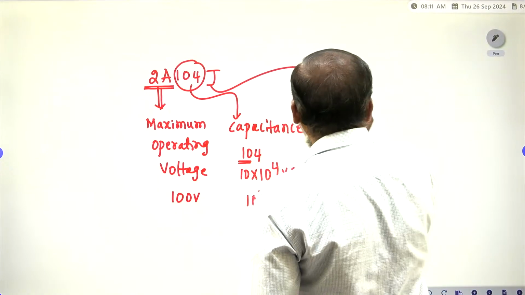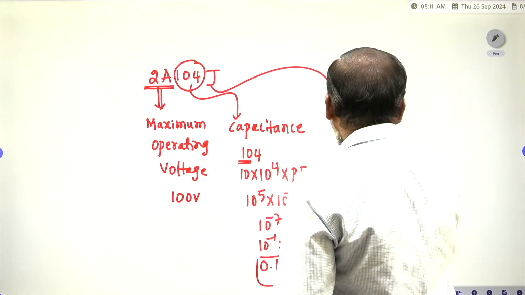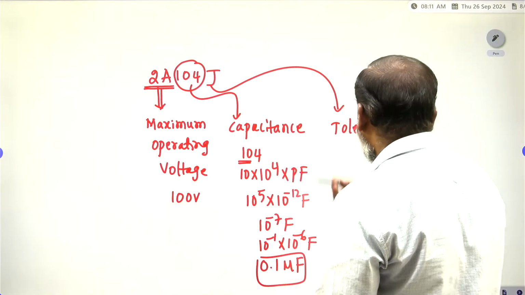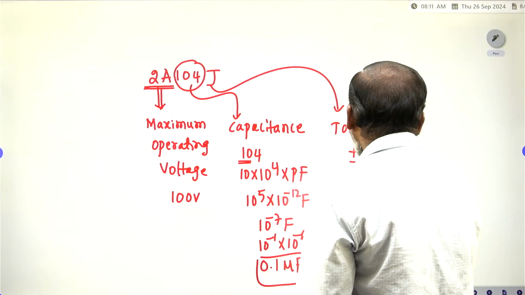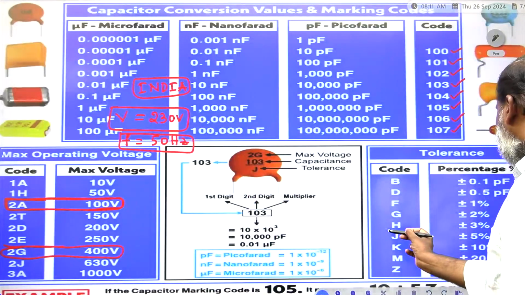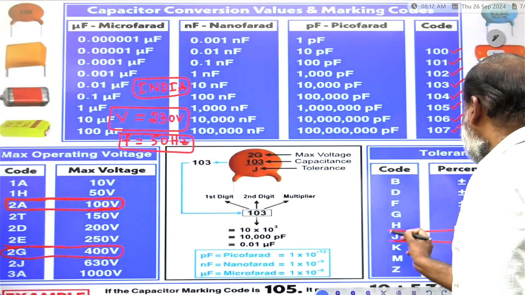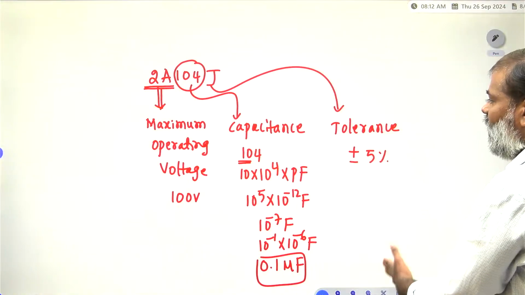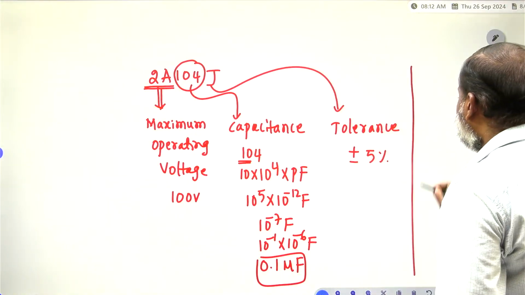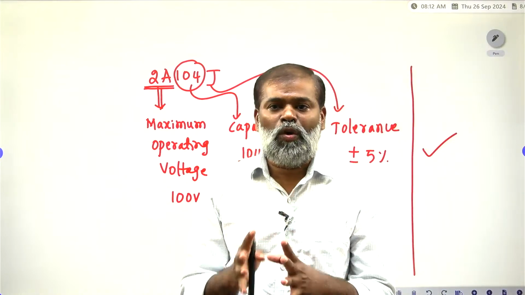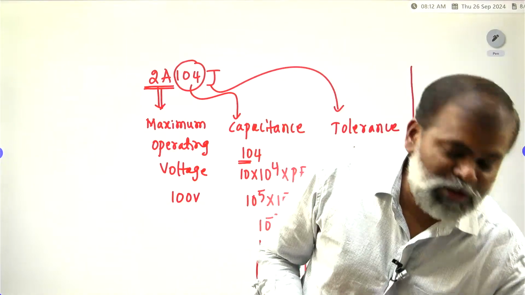Now the J indicates the tolerance. What is the tolerance of J? If it is J, plus or minus 5%. Once again, if it is J, how much percentage of tolerance is there? Plus or minus 5% tolerance. So this is the information based on the capacitor number codes. Clear? It is very, very useful to you.